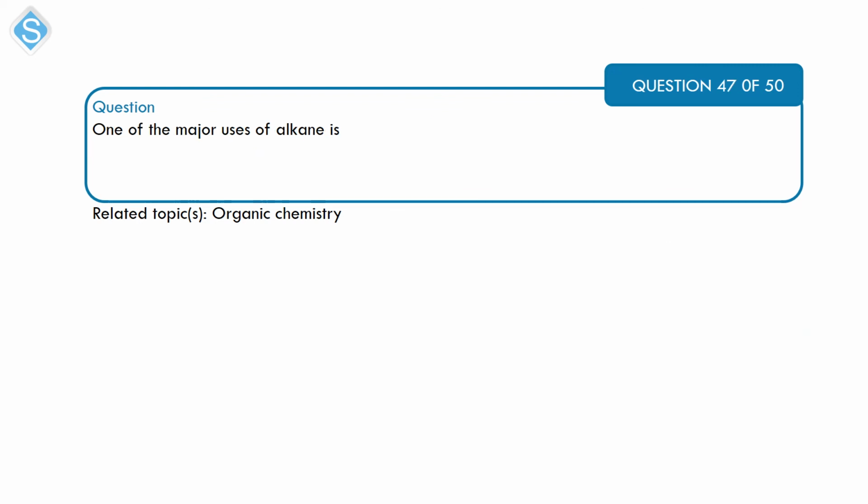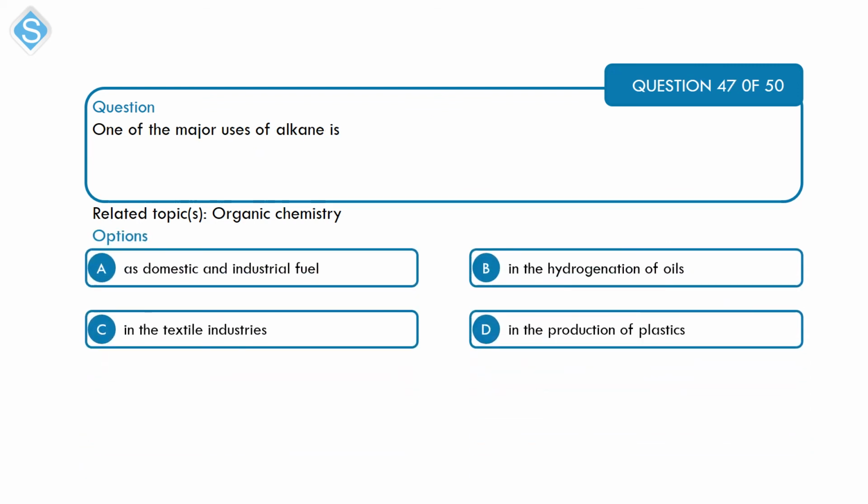Okay, one of the major uses of alkanes is A, as domestic and industrial fuel, B, in the hydrogenation of oils, C, in the textile industries, and D, in the production of plastics.